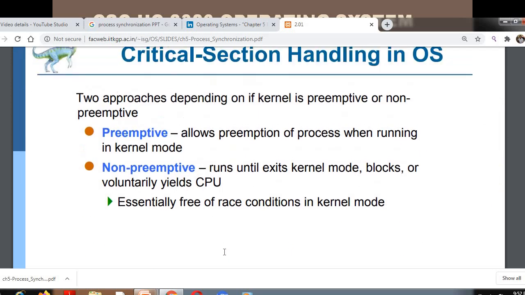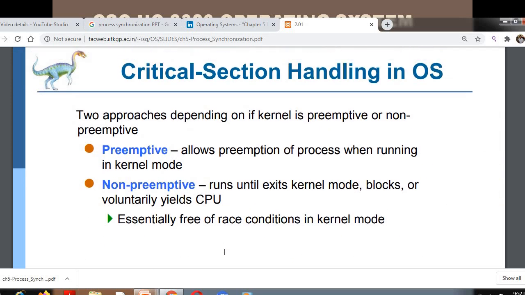So how is the critical section handled in the operating system? It depends on whether the kernel is preemptive or non-preemptive. We have already known preemptive scheduling and non-preemptive scheduling in process scheduling. Preemptive scheduling allows preemption of a process when running in kernel mode, and non-preemptive runs until it exits kernel mode, blocks, or voluntarily yields the CPU. So essentially it is free of race conditions in kernel mode.